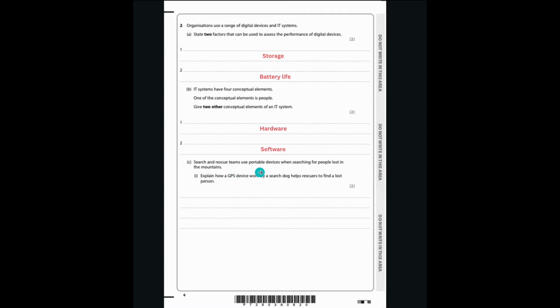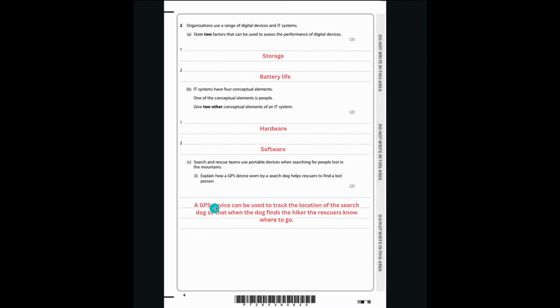Search and rescue teams use portable devices when searching for people lost in the mountains. Explain how a GPS device owned by a search dog helps rescuers find a lost person. This is a simple, general question. A GPS device can be used to track the location of the search dog. When the dog finds the hiker, the rescuers know where to go, because they set the dog free and the dog searches for the specific lost person.